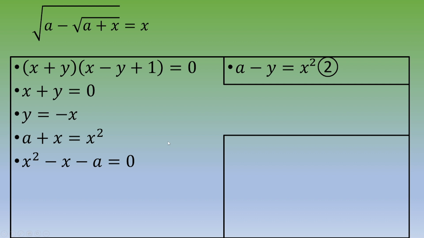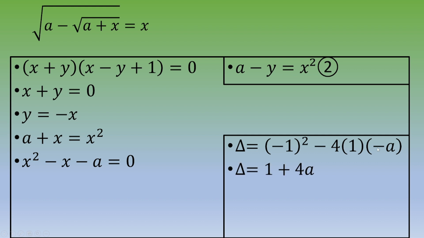We are going to calculate the discriminant. The discriminant is negative 1 squared minus 4 times 1 times negative a, and the discriminant is 1 plus 4a. So now if a is greater than or equal to negative 1 over 4, you can calculate the square root. So now for this equation, you've got two roots, 1 plus or minus the square root of 1 plus 4a, over 2.